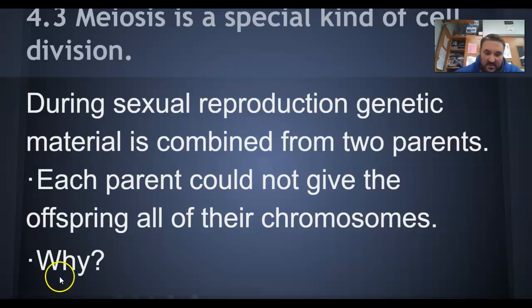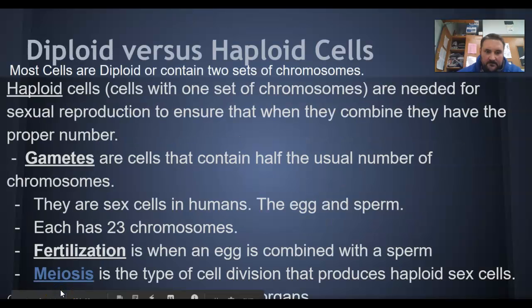So we, humans, have 46 chromosomes. That means we need 23 from mom and 23 from dad. Diploid means that you have two copies of all of the chromosomes, and haploid means that you have half that usual number, so you only have one. Oftentimes, we write diploid as having a 2n, and haploid is represented as 1n.